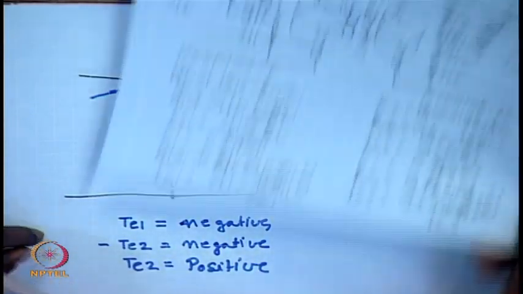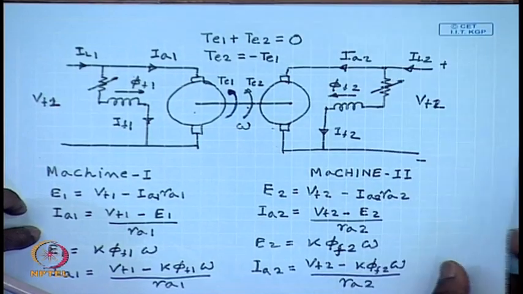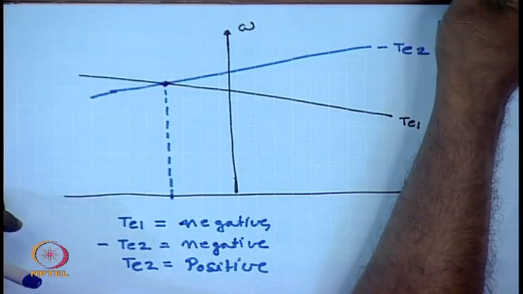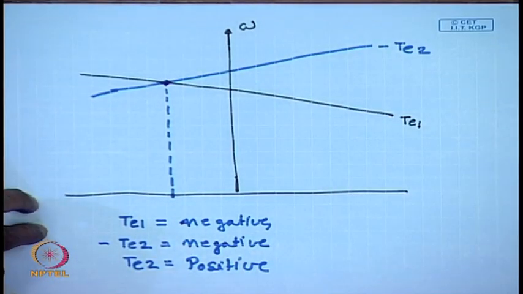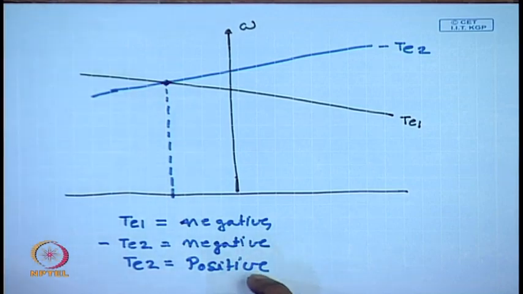Hence, we find that in this case TE1 is negative, that means the torque generated by machine 1 is opposing motion, hence it is operating as a generator, while torque generated by machine 2 is positive, it is assisting motion, this is operating as a motor.